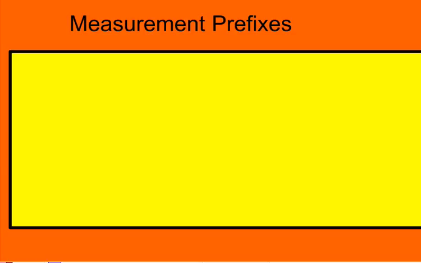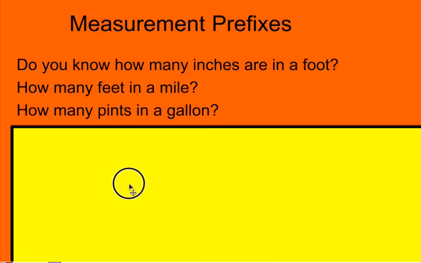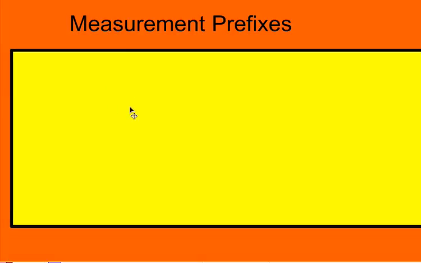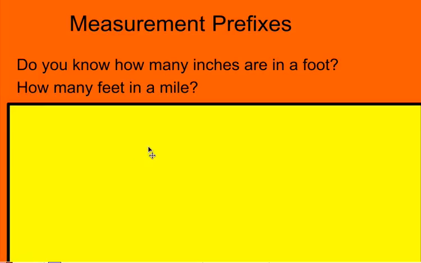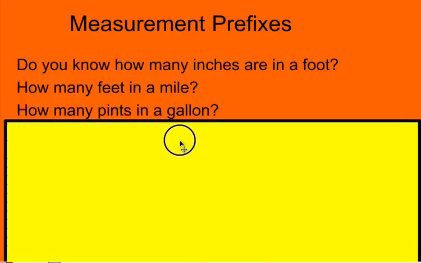In the metric system, we use prefixes. Some prefixes you should be familiar with, and there are plenty of others, will be on the next slide. But just to get you thinking about why the metric system uses prefixes: we probably know how many inches are in a foot, that's 12. Do you know how many feet are in a mile? Maybe you do. That's 5,280. That's a fairly familiar one.